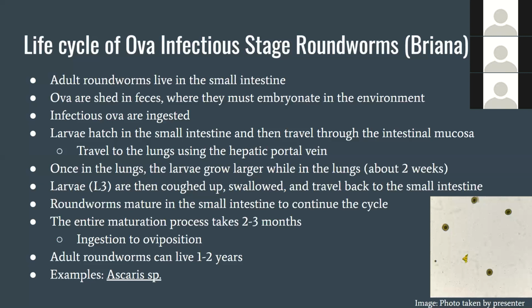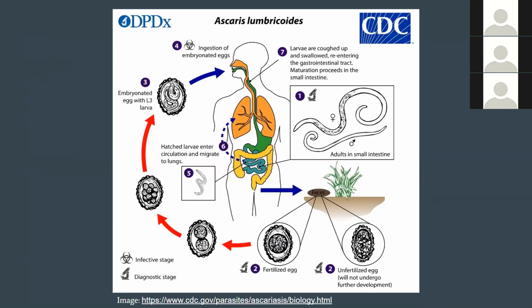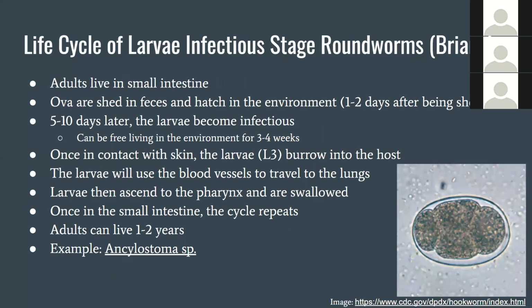The entire maturation process takes 2 to 3 months from the point of the egg being ingested to new eggs being laid, and adult roundworms can live 1 to 2 years. And this picture just shows that visually. Then there are some differences in the life cycle of larvae infectious stage roundworms.